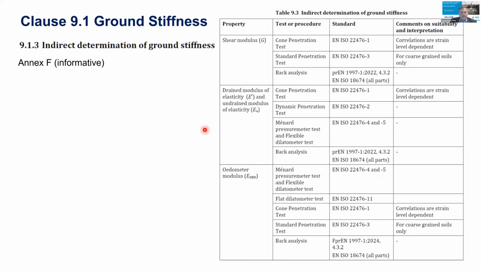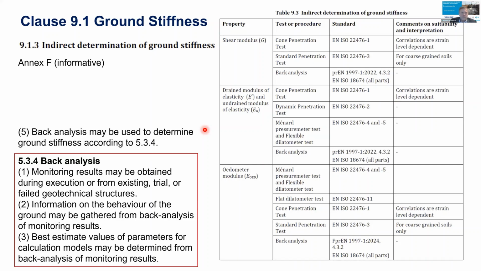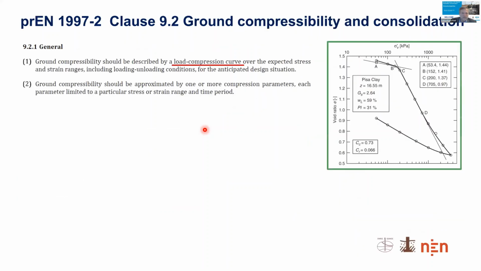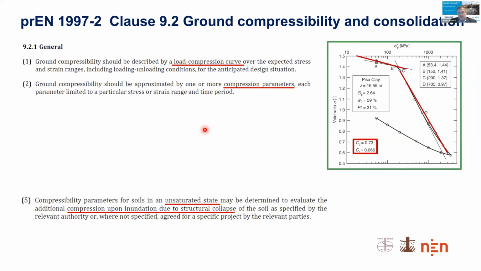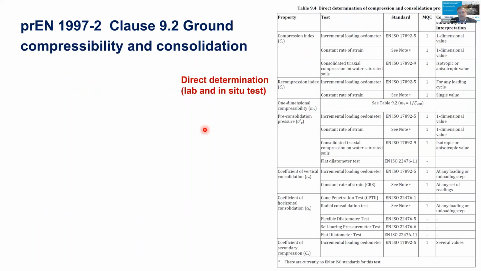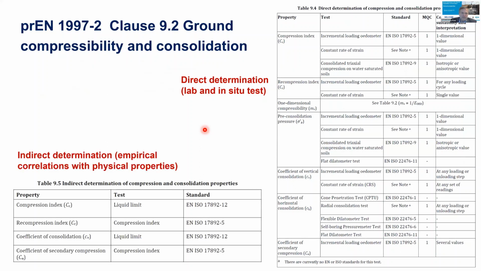Okay, about the indirect determination, again, we can find some specific indication in table 9.3 and indication from back analysis. Ground compressibility and consolidation: about load compression curves and the compression parameters that describe the behavior of the soil in terms of compressibility. They can be determined again directly from lab and in situ tests or indirectly with empirical correlation.